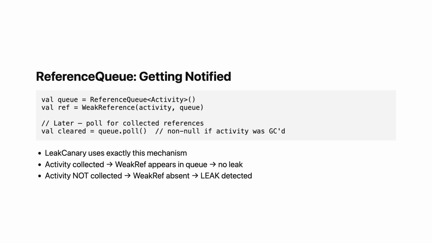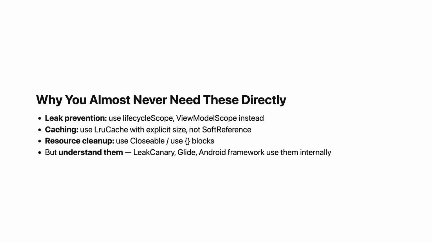Let me be direct. In modern Android development, you will rarely create a WeakReference or SoftReference yourself. Here is why. For preventing leaks, lifecycle-aware components do the job better. ViewModelScope, lifecycleScope, repeatOnLifecycle. These automatically cancel work when the lifecycle ends, eliminating the need for WeakReference callbacks.